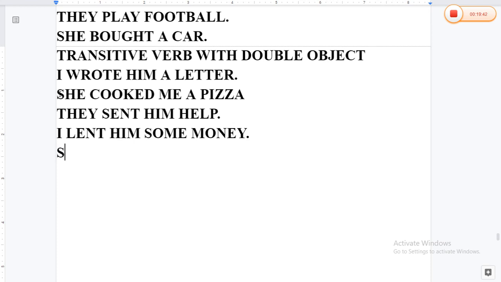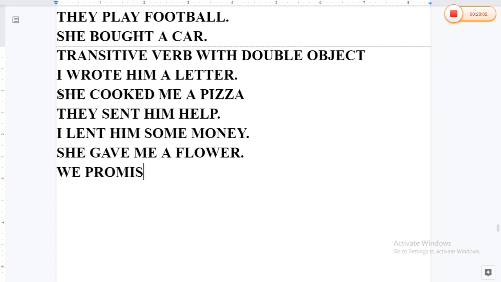Okay. She gave me a flower. And we promised him all the support. Yes, so these are the examples of transitive verb with double object.